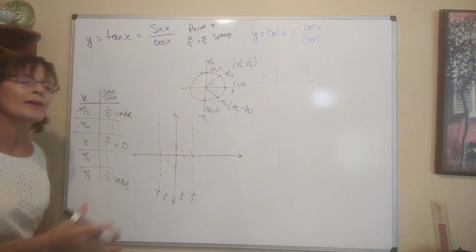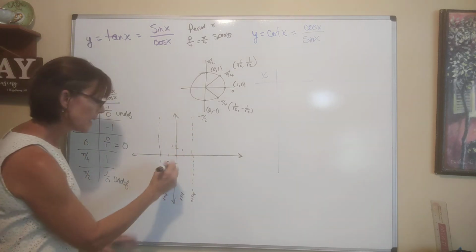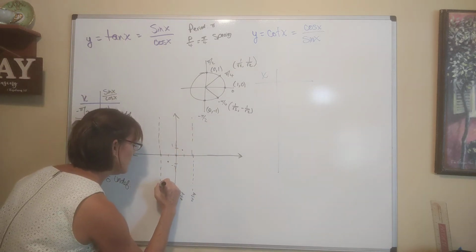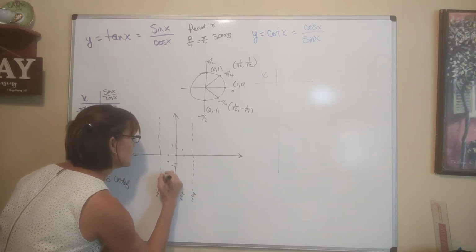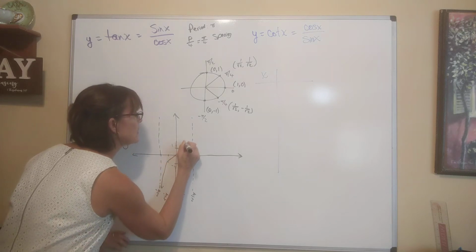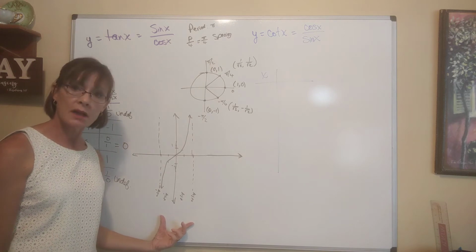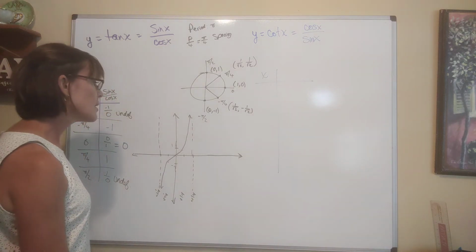Okay, so now how do I connect the dots? I connect them like this. Since these are vertical asymptotes, my curve will hug it. So down here, it's going to be hugging this vertical asymptote, and then it's going to snake through here and go up here. This is one cycle, one period of a tangent graph. And so then it will repeat.